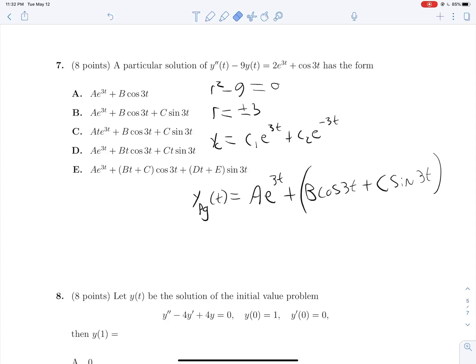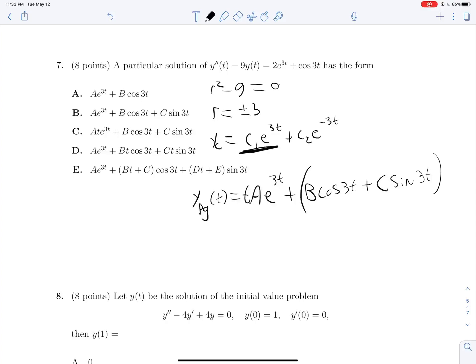What we have to do is take every term in our ideal guess that matches a term in yc and multiply it by powers of t until we have no more overlap. And all that means for us this time is multiplying a e to the 3t by t, because we have some constant times e to the 3t here, and we used to have some constant times e to the 3t in here, and multiplying it by t will completely get rid of that issue for us.